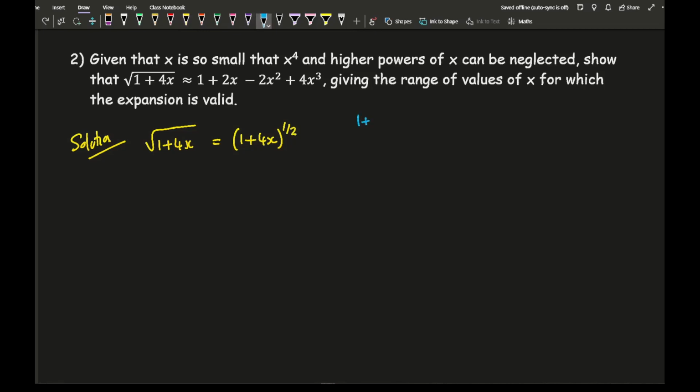So we've got 1 plus nx plus n(n minus 1) over 2 factorial x squared plus n(n minus 1)(n minus 2) over 3 factorial x cubed. So that's as far as I need to go, in other words, the first 4 terms. Substituting numbers in, just exactly how I did before, it's worth noting that n equals a half in this particular example, and x equals 4x.